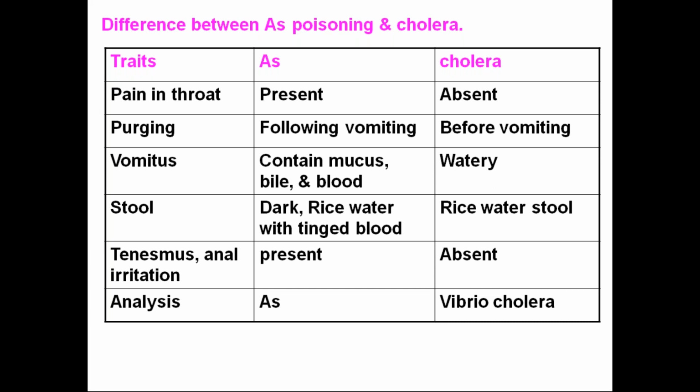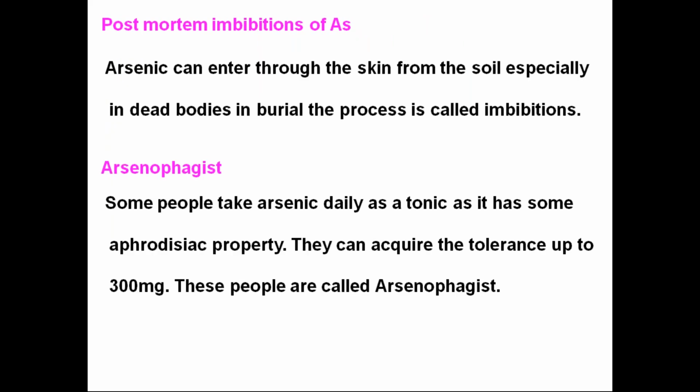If we keep on, after a few episodes of diarrhea in arsenic poisoning also, rice water stool and blood can occur. Initially it is dark tinged. Tenesmus and anal irritation is present in arsenic, which is a very important feature, and is absent in cholera. In laboratory diagnosis, we can get arsenic from the lab test and Vibrio cholerae from cholera. So this is the difference between arsenic poisoning and cholera. Very important, it has been asked many times in examinations.